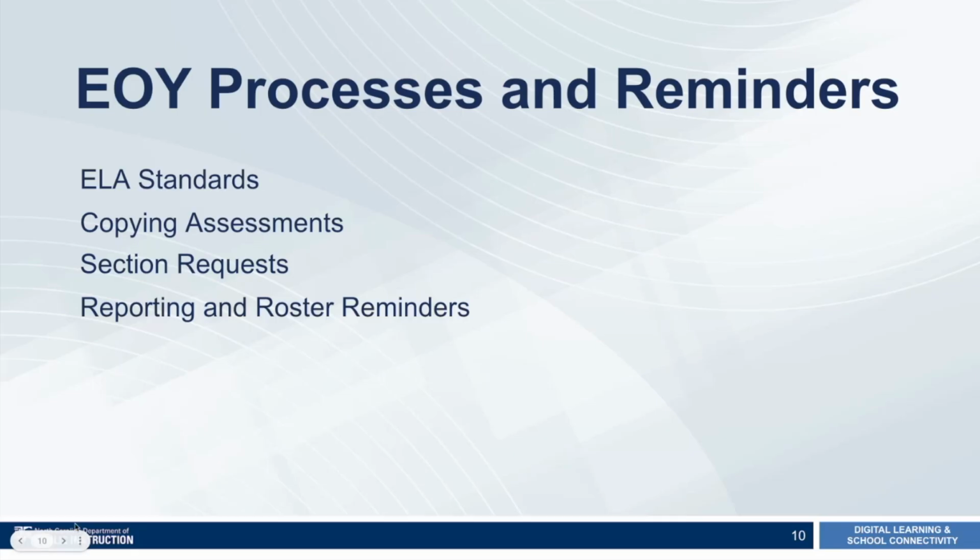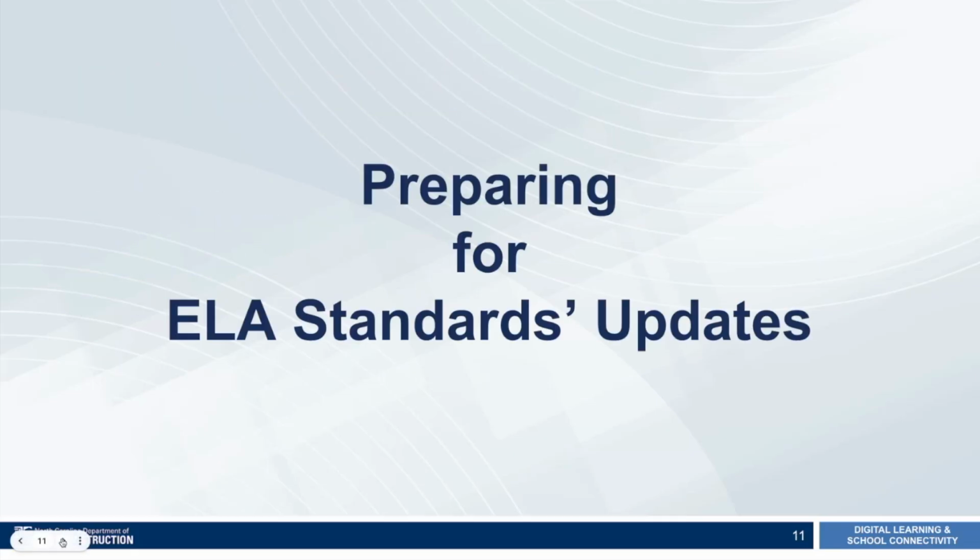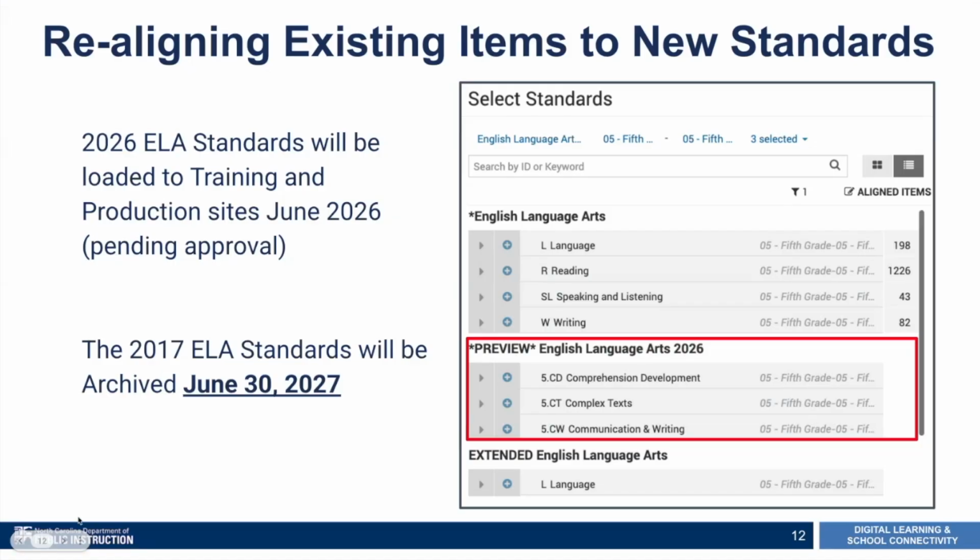Okay, EOY processes. Let's get started on the end of the year. As many of you may know, the ELA standards will change, not for this school year, but for the 27-28 school year. Our goal in Schoolnet is to, at the end of the school year, these standards should be board approved, and we will have them loaded to both the training and the production sites as preview standards.